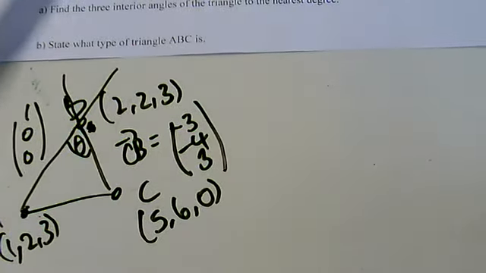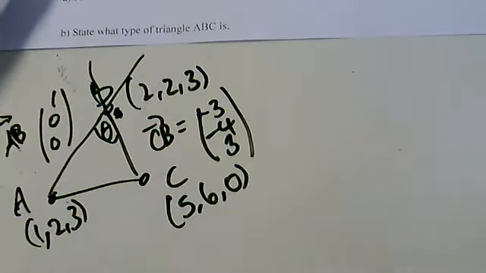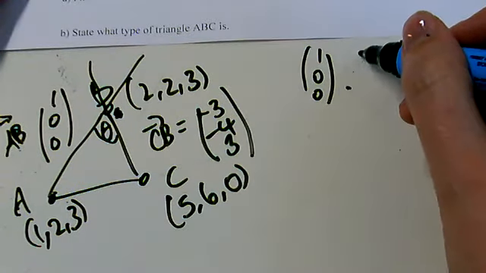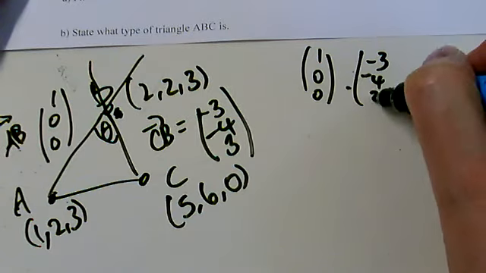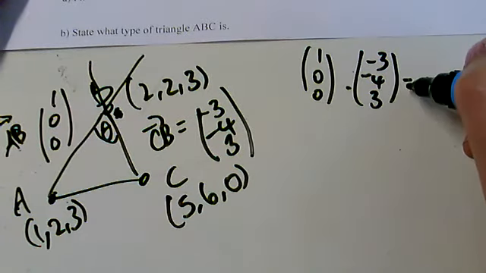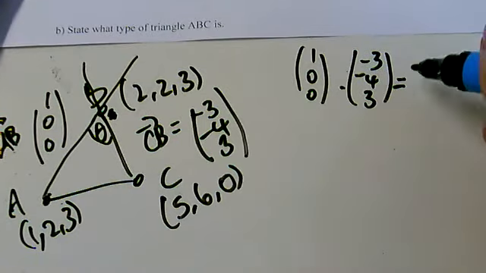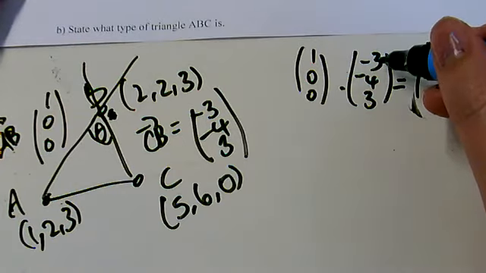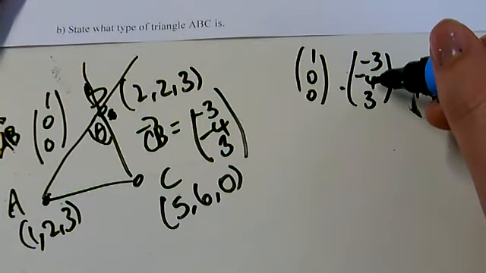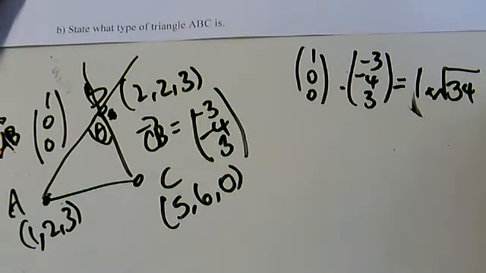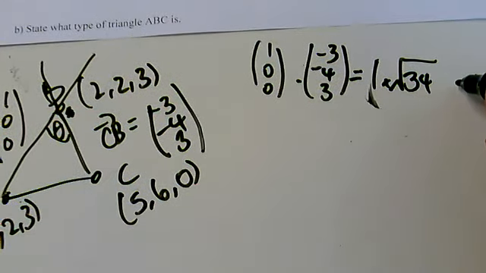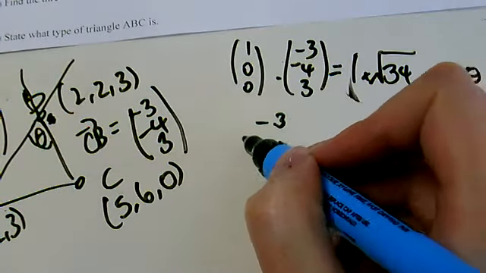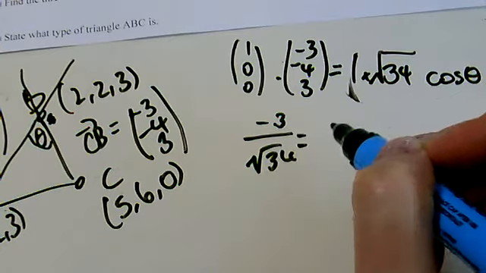So starting to work out the dot product, then we've got 1, 0, 0 dotted with -3, -4, 3 equals modulus of this, which is just going to be √1, or more commonly known as 1, times the square root of 3 squared plus 4 squared plus 3 squared, so 9, 18, 16, 34. And then we've got cos theta there. Okay, so that's -3 over √34 equals cos theta.